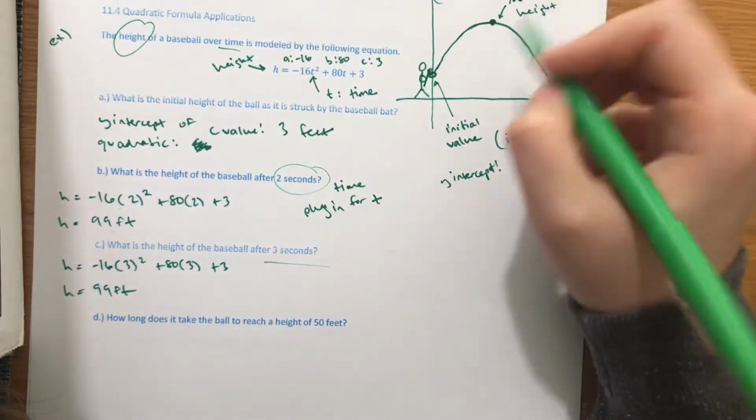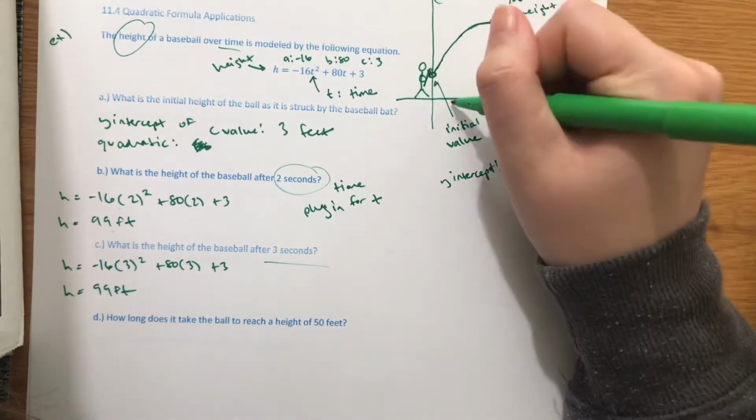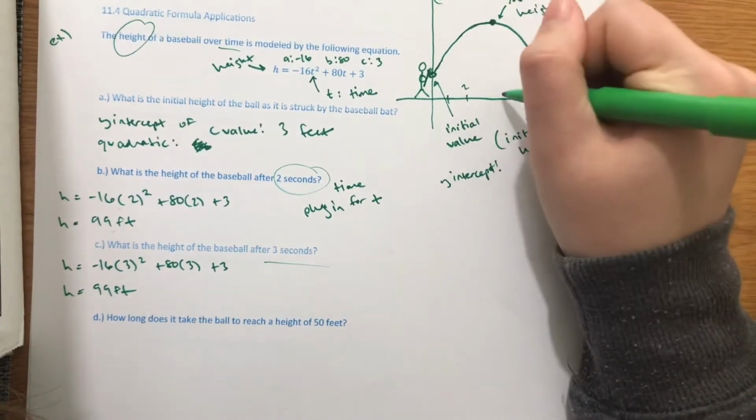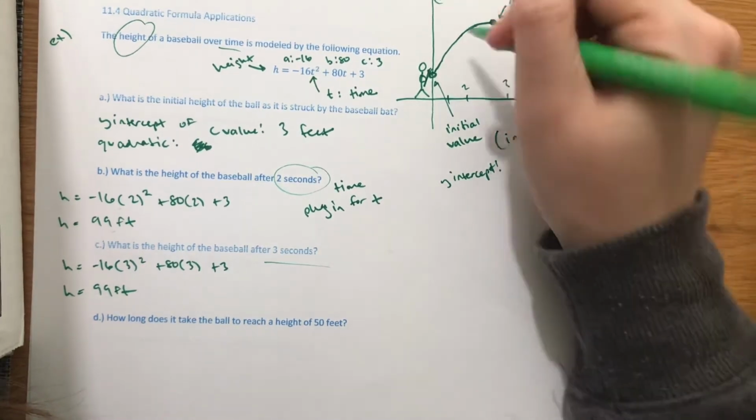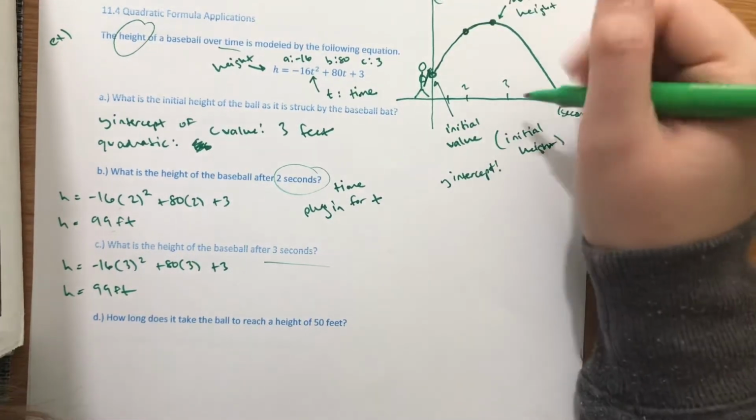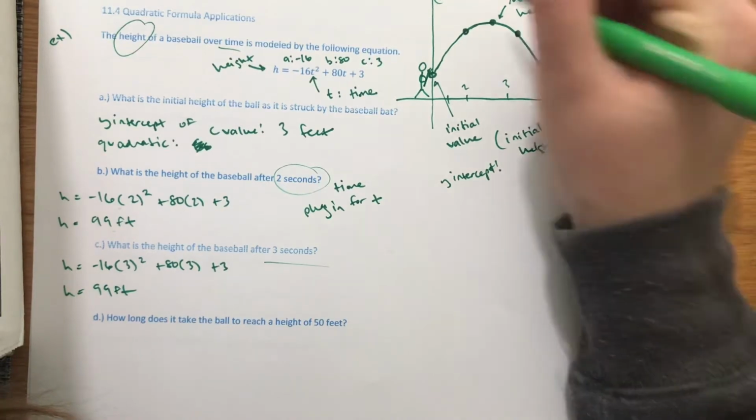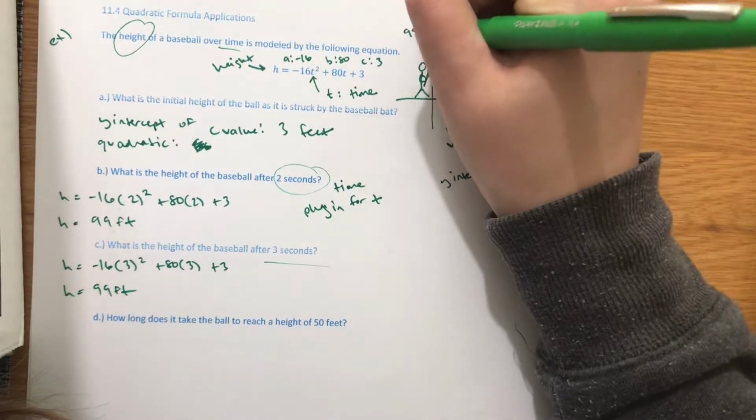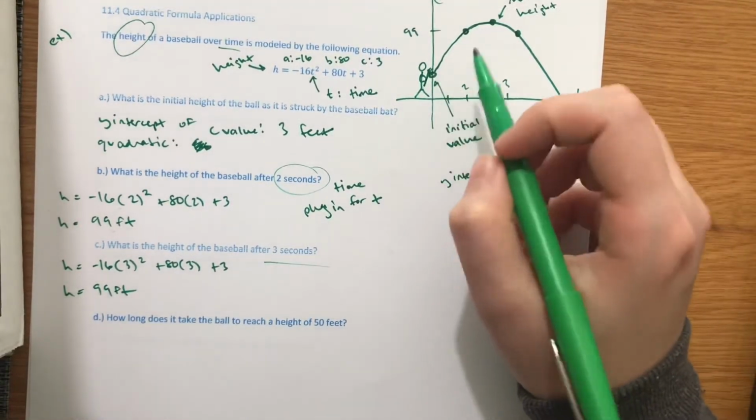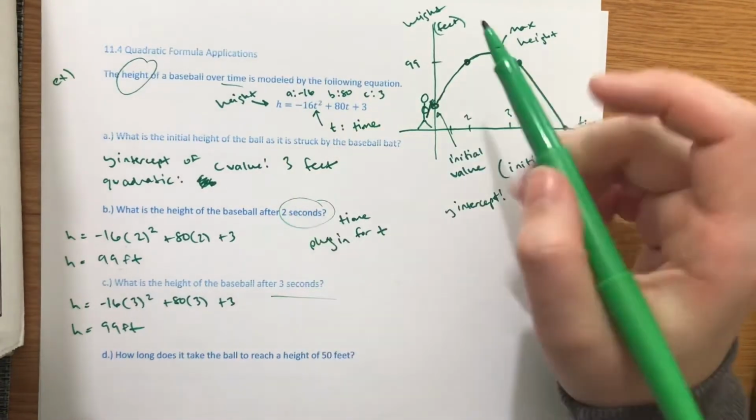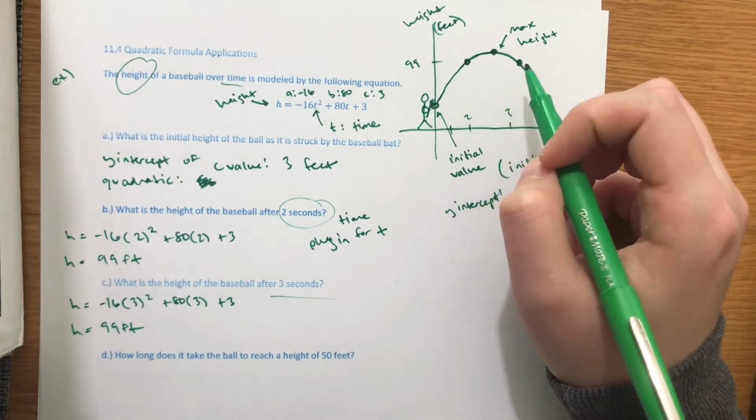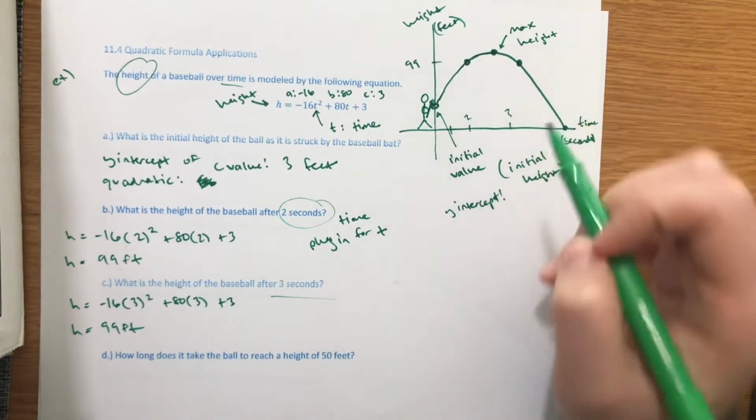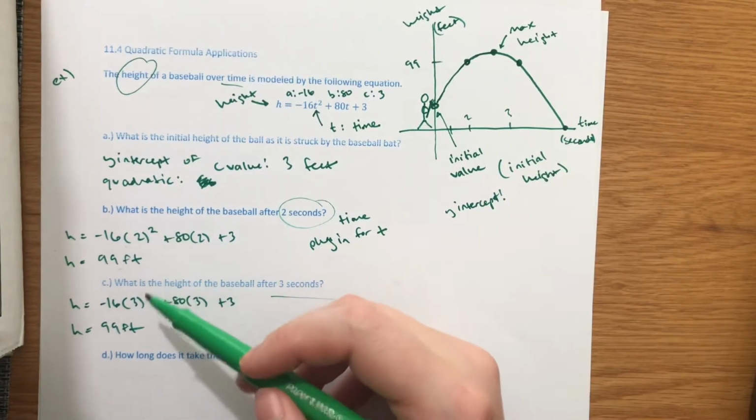Well, at 2 seconds, it's at 99 feet. So let's call this 1, 2. Let's call this 2 seconds. That's not exactly to scale. 3 seconds. So at 2 seconds, it's here at 99 feet. And at 3 seconds, it's also here at 99 feet. And so the reason why we got 2 answers that were the same is at 2 seconds, it's at 99 feet on its way up. And then as it heads back down, it's also going to hit 99 feet. So that's why we have 2 outputs where there's 99 feet.